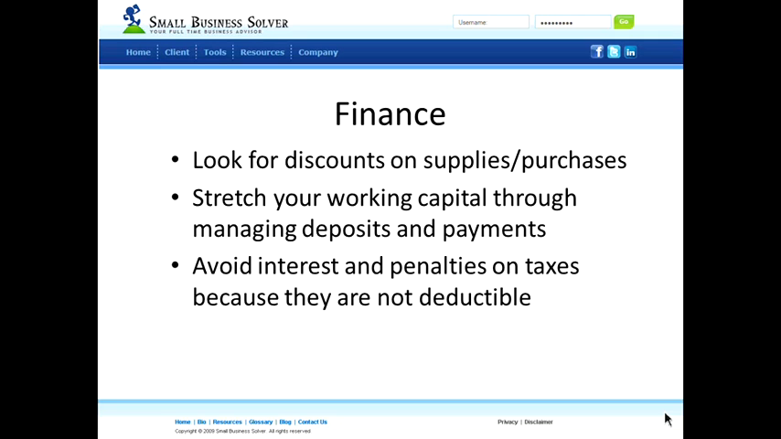You might be able to look for discounts on supplies and purchases for early payments that will save you money. You should deposit checks as soon as you receive them and space out your payments to suppliers as much as you can. However, it's better to borrow money on the business line of credit than be late in paying taxes. The government charges about 5% interest, but it's actually higher than that because that is normally not a deductible expense. So you have to earn more money to pay the 5%, whereas if you borrow money on a deductible loan, you can deduct that interest.